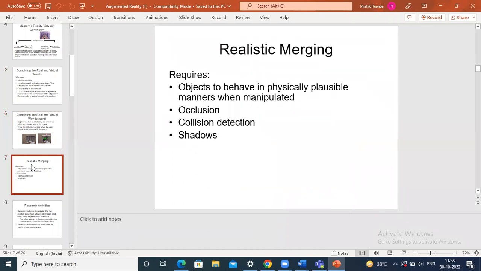Realistic merging. So whenever you want to do realistic merging, it requires objects to behave in a physically plausible manner when manipulated: occultation, collision detection, and shadows. So these are the certain requirements whenever you want to do merging, to be more precise, realistic merging.